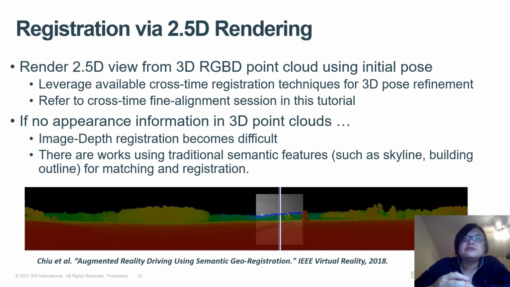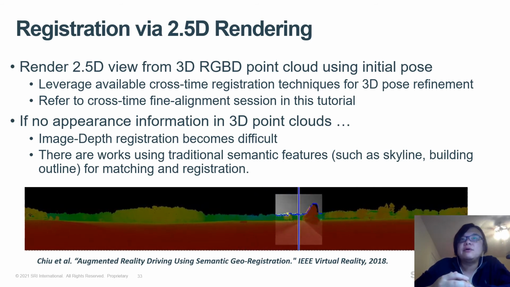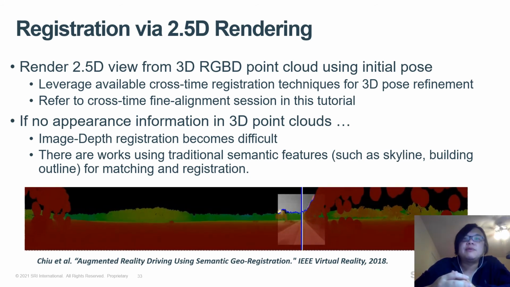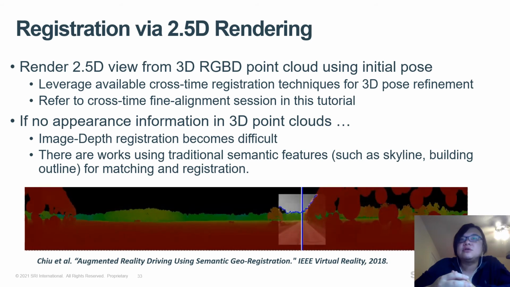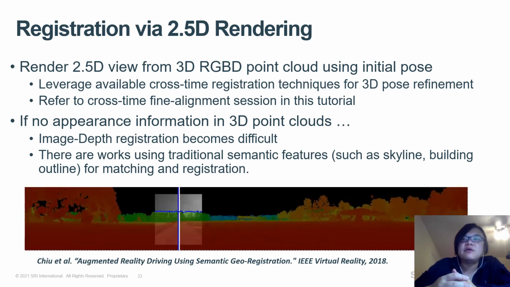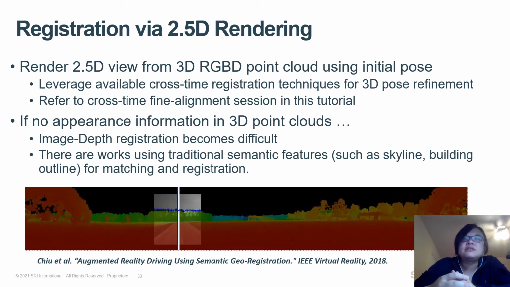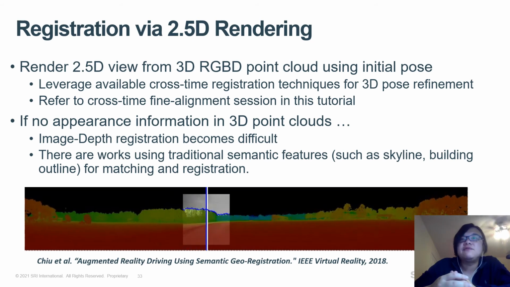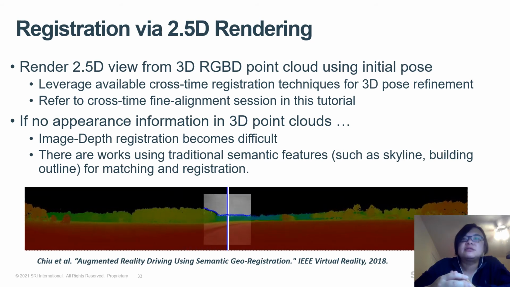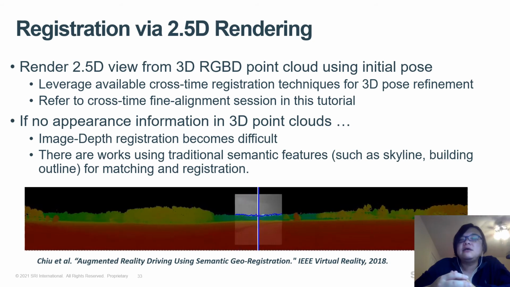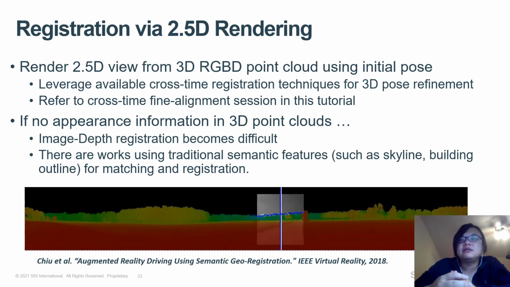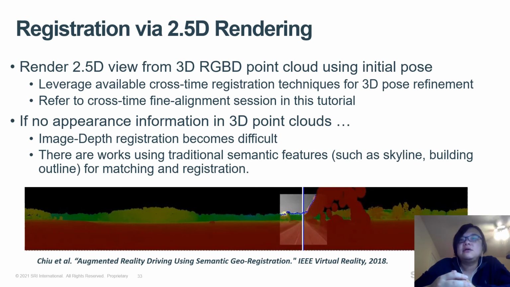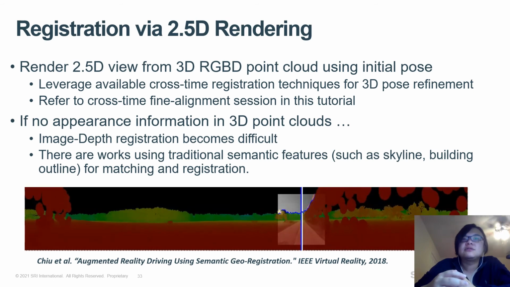However, if there is no appearance information in 3D point clouds, for example, there is no color information, then the problem becomes image depth registration. It is very difficult. For this kind of problem, there are works using the traditional semantic features, such as matching the skylines and building outlines between the image and the depth map for registration and file alignment. We are going to talk about these works.